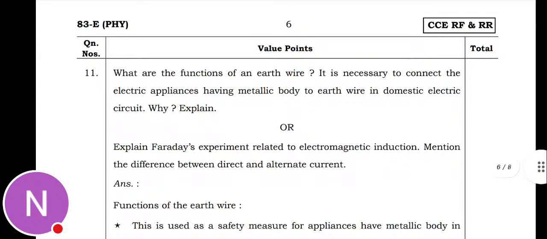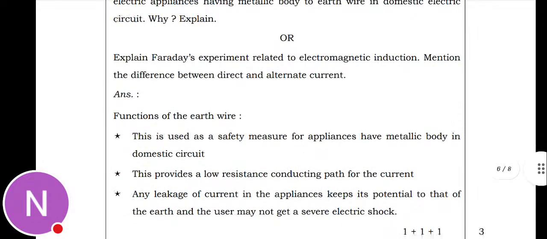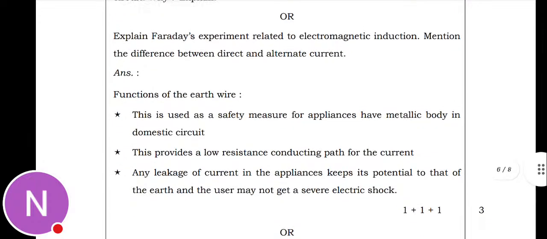Next question number 11. What are the functions of an earth wire, and why is it necessary to connect the electrical appliance having a metallic body to the earth wire in a domestic electrical circuit? Why? We have to explain also. This is the first question they have given in 11. Functions of earth wire, they have asked first.